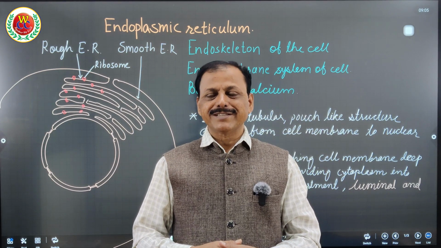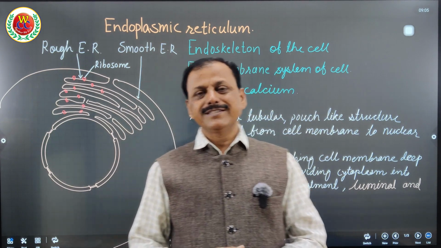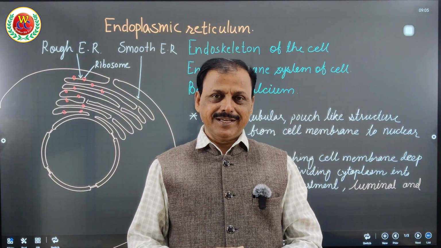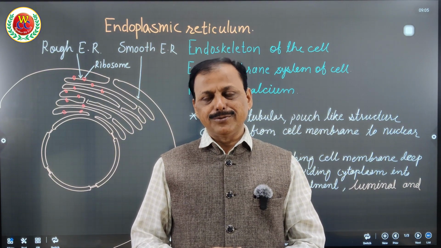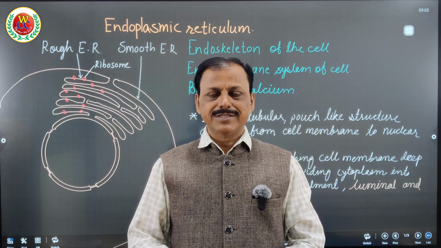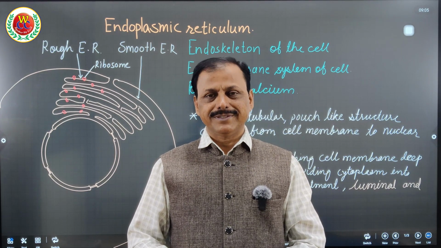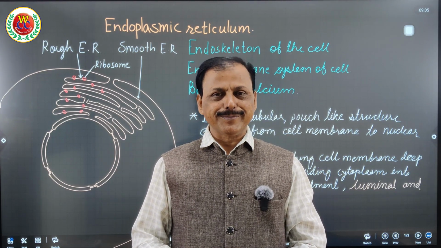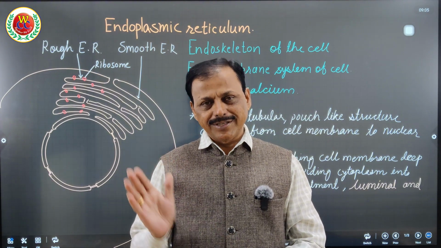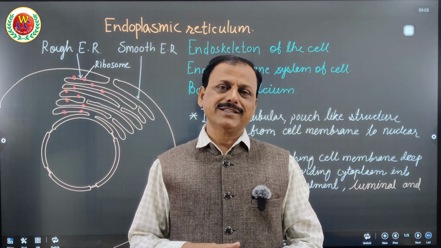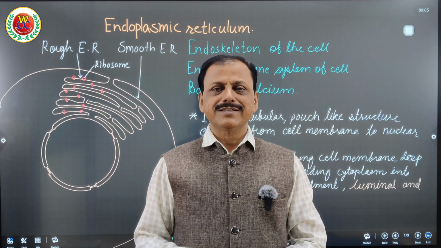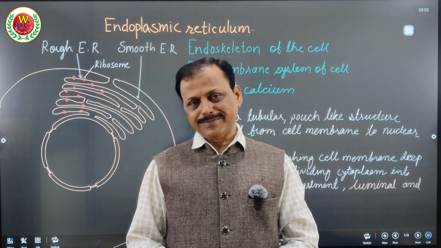As a part of the series of lectures, today's topic is endoplasmic reticulum. As we have started a unit, cell as a fundamental unit of life, we already learned about the plasma membrane. Now let us continue to learn other organelles one after the other. So the next organelle is endoplasmic reticulum.